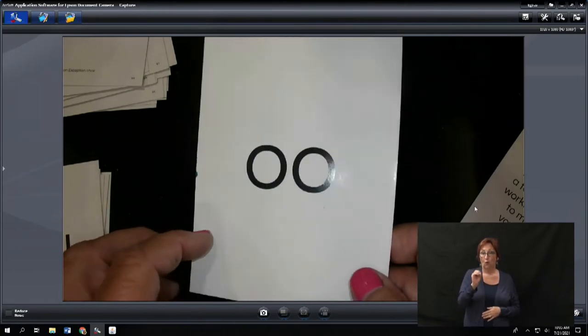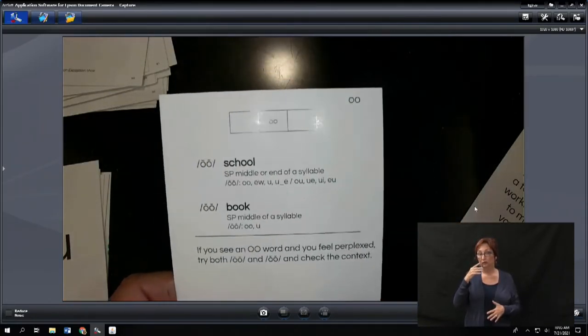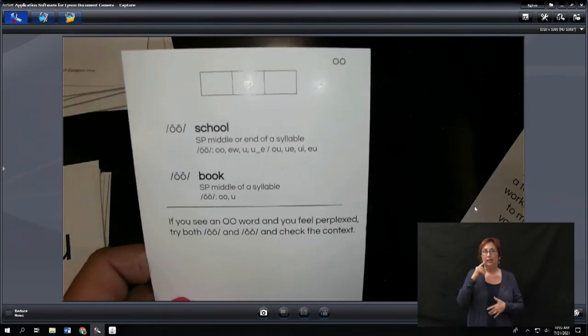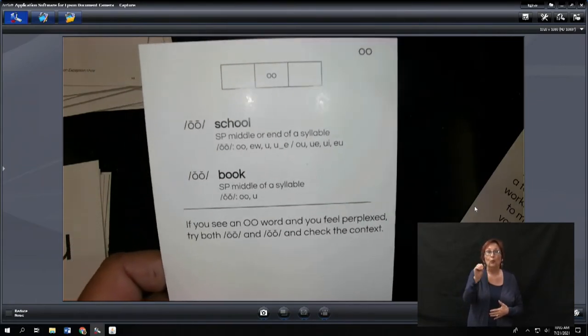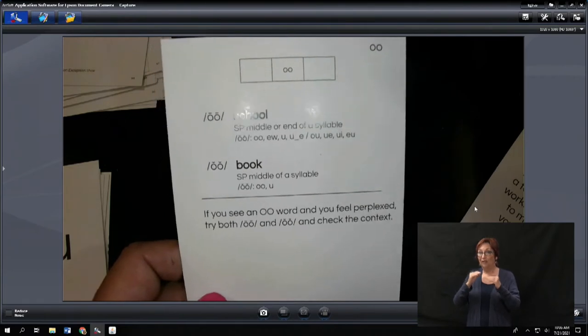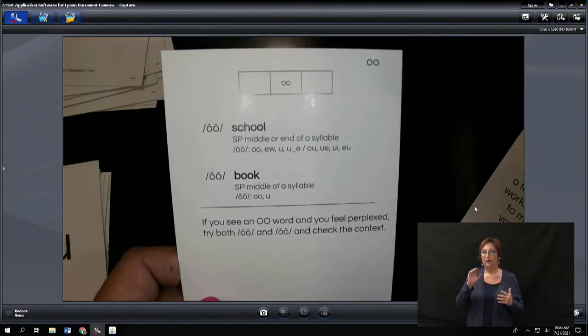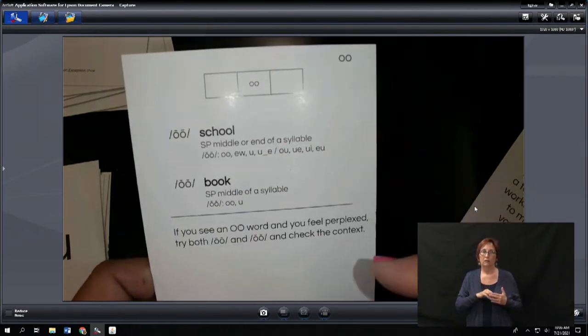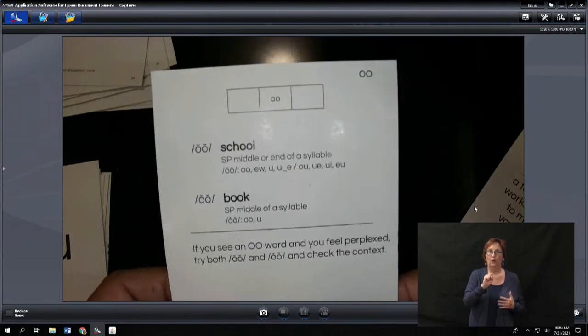This is O-O. It has two sounds. The easy sound is oo, as in boo. And the little harder sound that you teach down the line is as in book. Oo and school book.